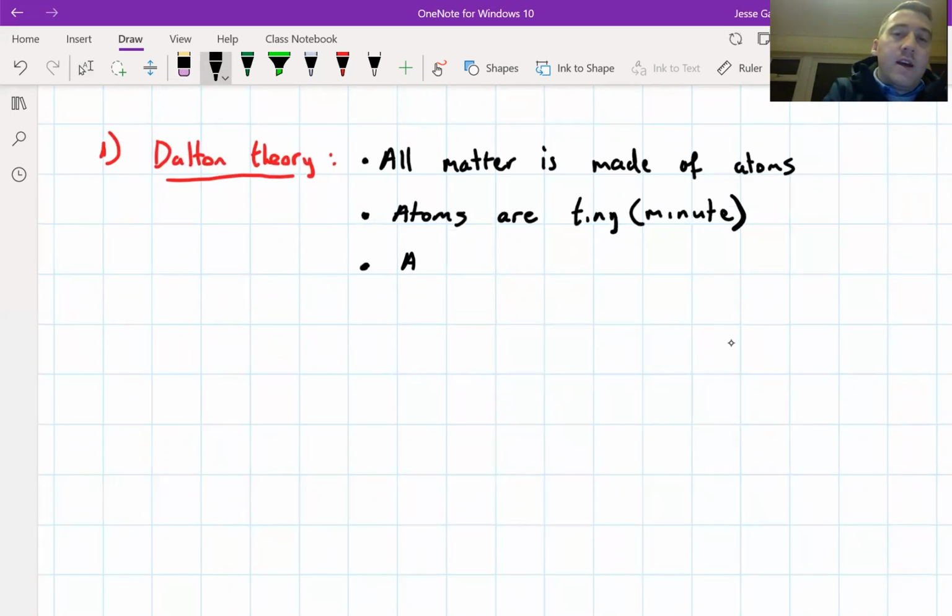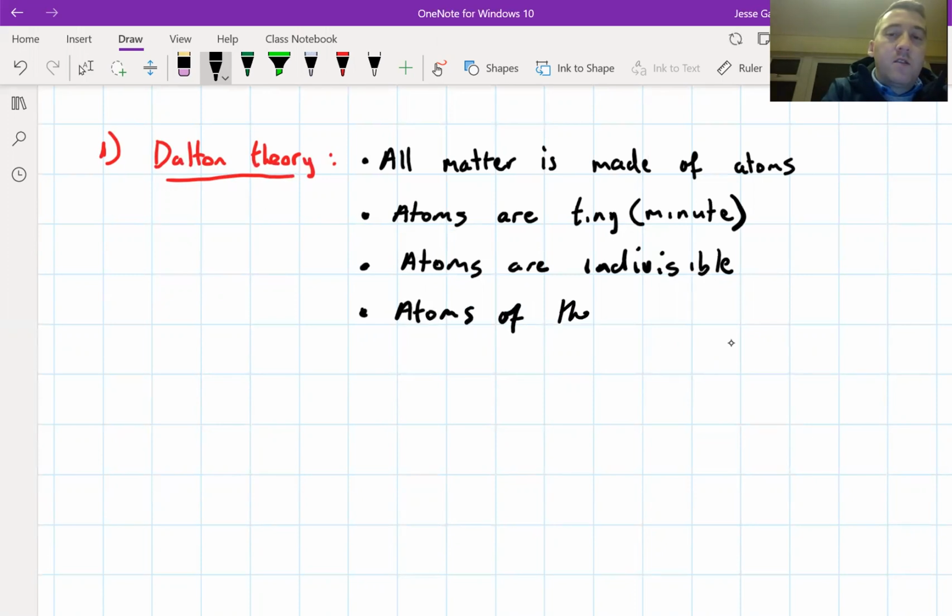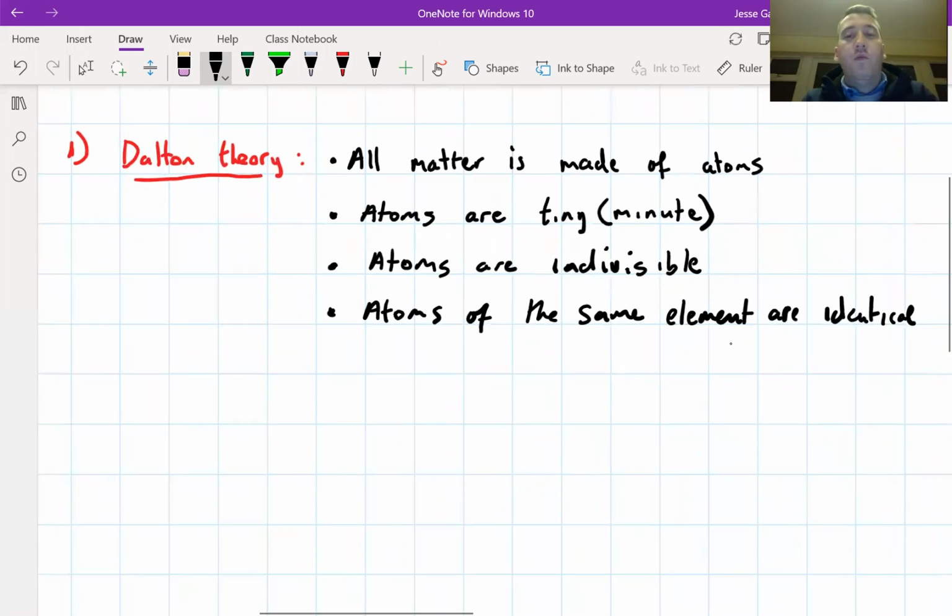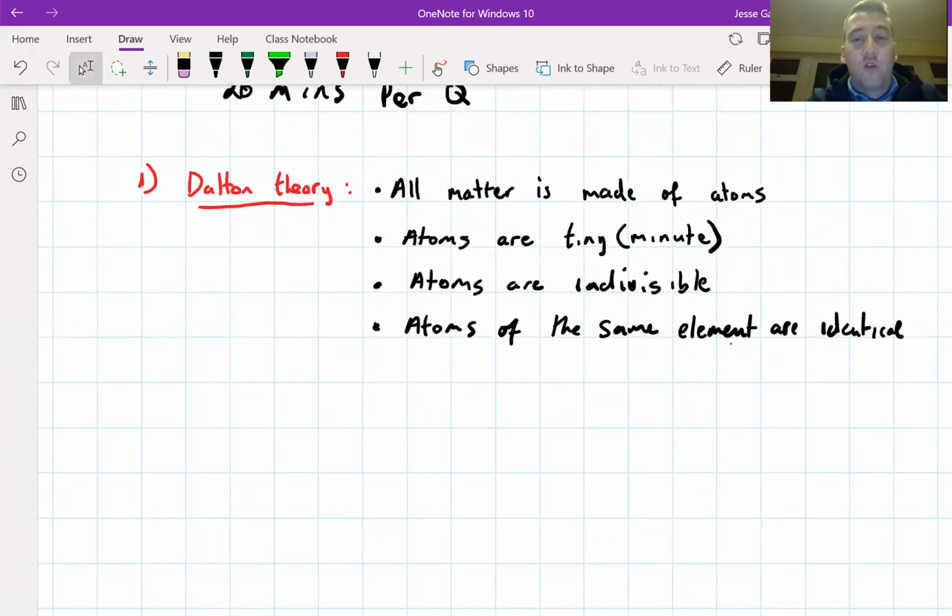And he also said atoms are indivisible, meaning cannot be divided. Indivisible. One more thing he said was that atoms of the same element are identical. So again, hopefully you got at least 3 of them points. Now at the end, we're going to use the marking scheme to correct this and see would this have got us all of the marks. Hopefully you've got 3 of these.